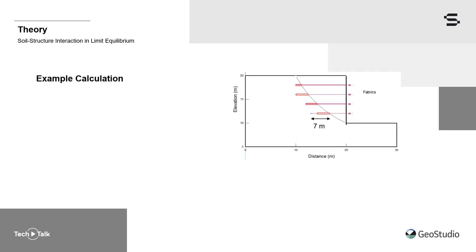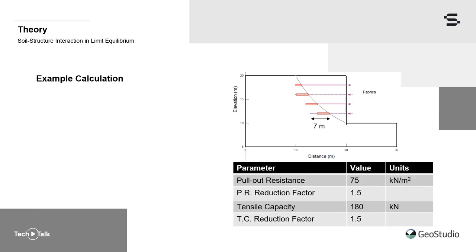Let's conduct a simple hand calculation to demonstrate the process of converting shear mobilized into a pullout load for the lowermost geosynthetic in the profile. For this particular trial slip surface, the length of geosynthetic behind the sliding mass is 7 meters. The parameters for the geosynthetic are presented in the table. The pullout resistance and reduction factor are 75 kPa and 1.5 respectively. The tensile capacity is 180 kilonewtons with a reduction factor of 1.5.